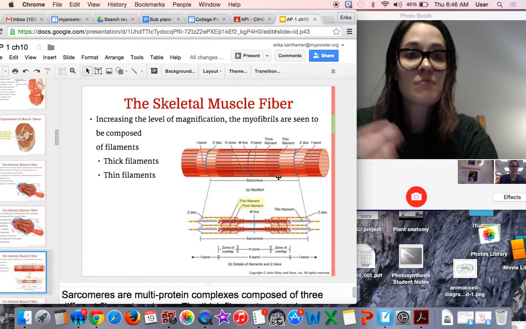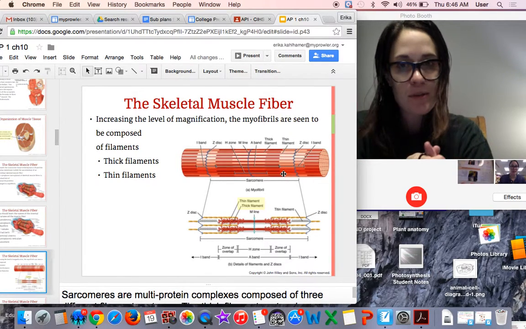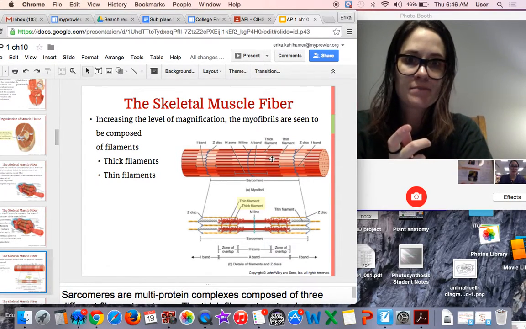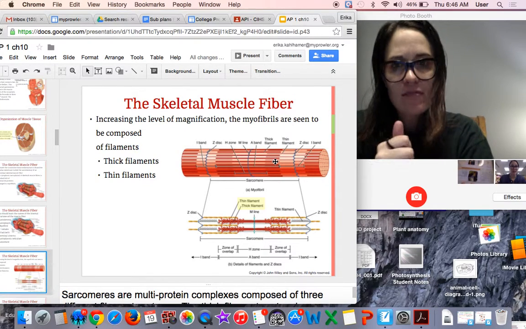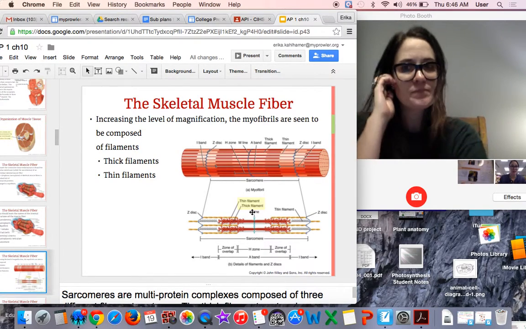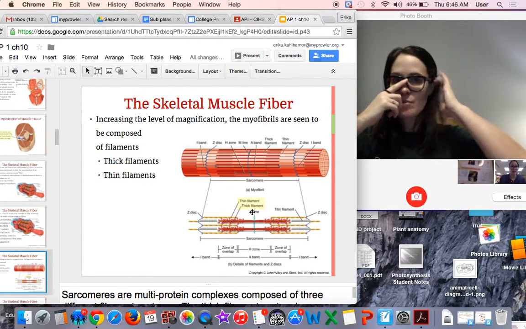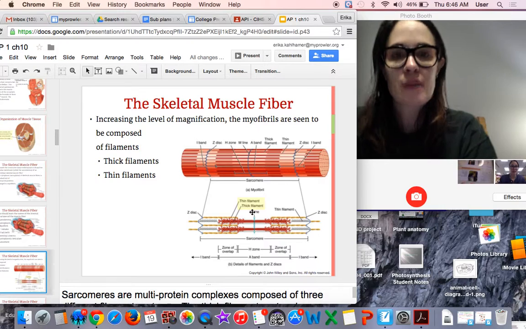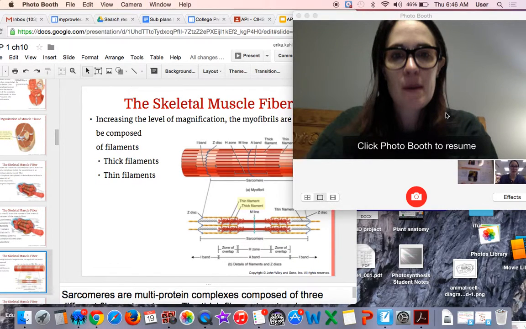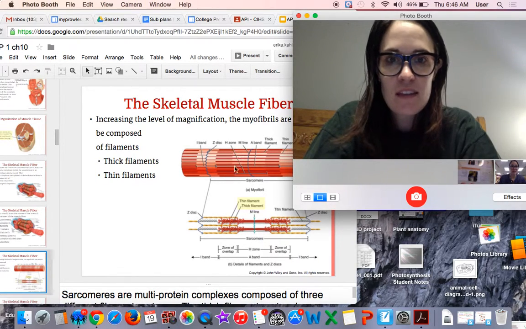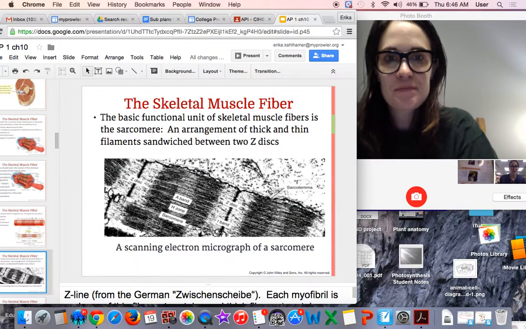Within that myofibril, we have these thick filaments. You can kind of see in darker red here. And thin filaments, which is in yellow. Okay? These overlap each other, and these are important to how a muscle contracts, these fibers. Okay? So they are every other here. Thin, thick, thin, thick, thin, thick.